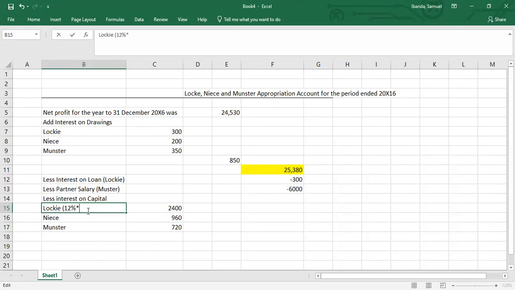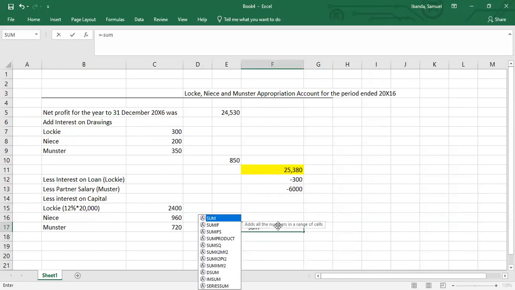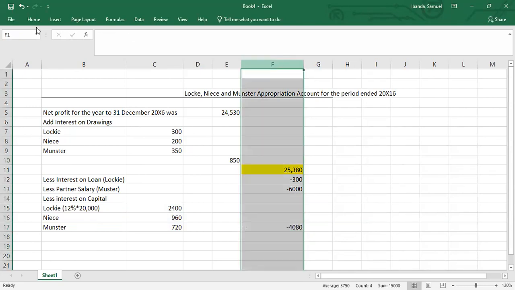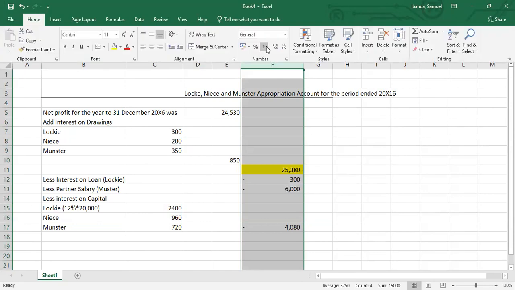Say 12% times 20,000, so the examiner can know where you got the figures from. Don't always assume that the examiner knows. Make sure that whatever you're answering in the exam, you're not leaving any question mark that the examiner may think you did intentionally. Some of these calculations could be the ones that give you the marks or confirm to the examiner that you didn't copy. So just add this. This gives me 4,080.